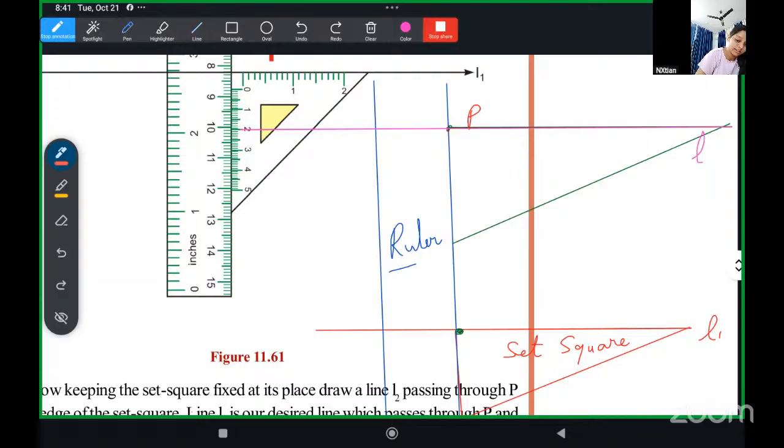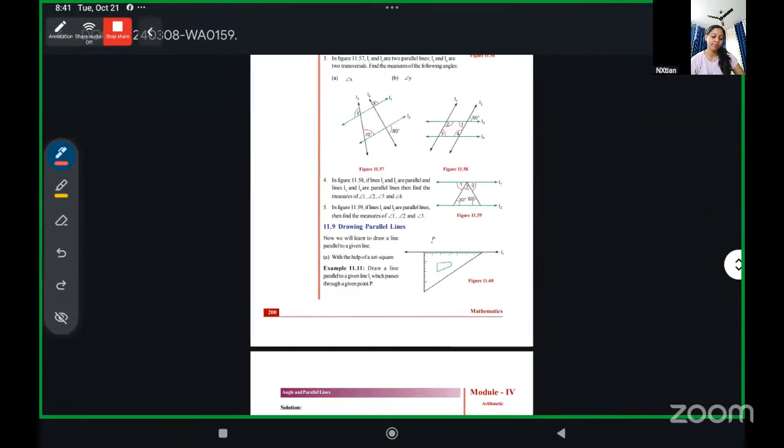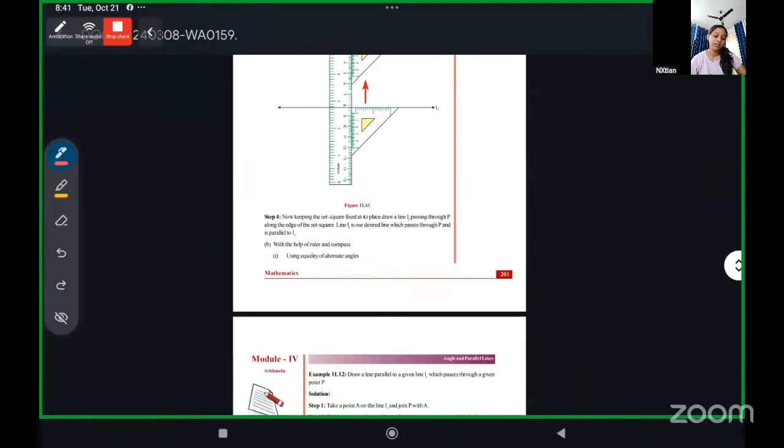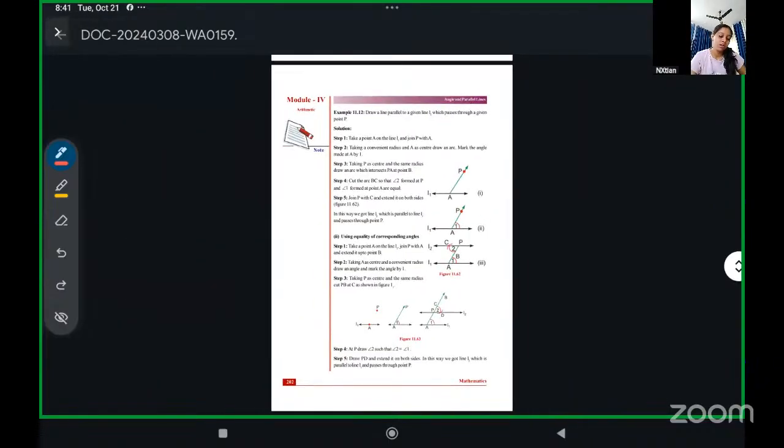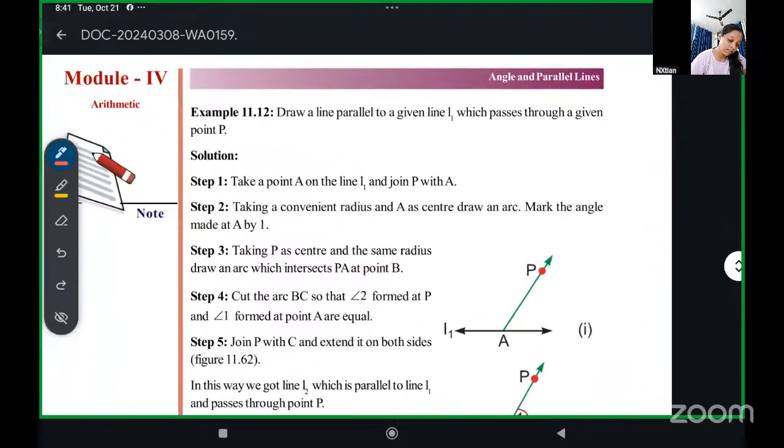Done, ma'am. Name it L2. Done, ma'am. That's all. So this is your parallel lines, Joshua. This method, now this method. This is your parallel lines using what? Using set square. Okay.